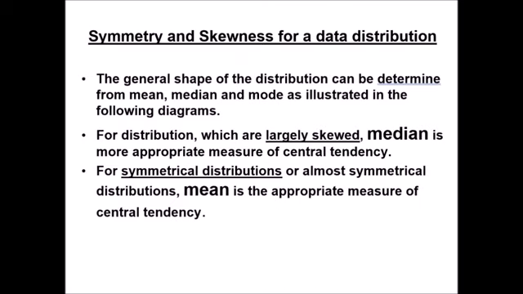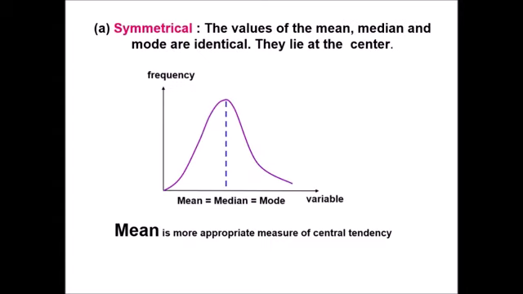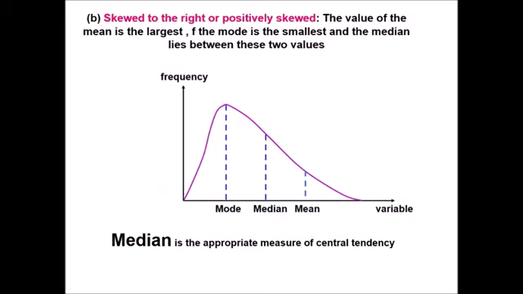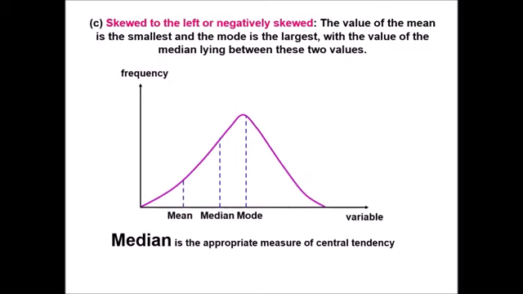The general shape of the distribution can be determined from the values we get for mean, median, and mode, and then we can illustrate it as in the following diagram. If the values of mean, median, and mode are equal, this distribution is symmetrical. If the mean is the largest value and the mode is the smallest value, the distribution is skewed to the right, or positively skewed. If the mode is the highest value and the mean is the lowest value, the distribution is skewed to the left, or negatively skewed.